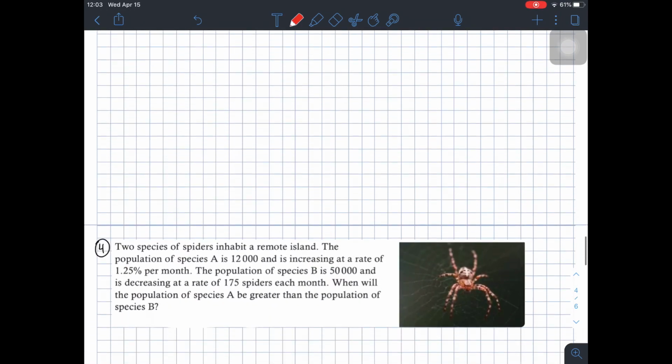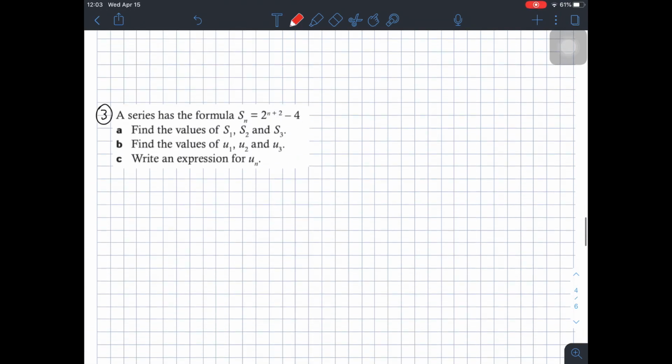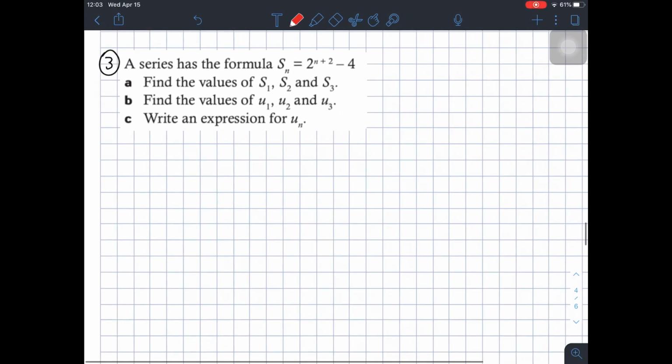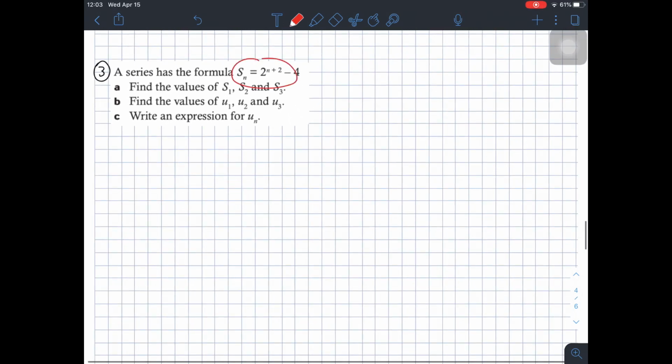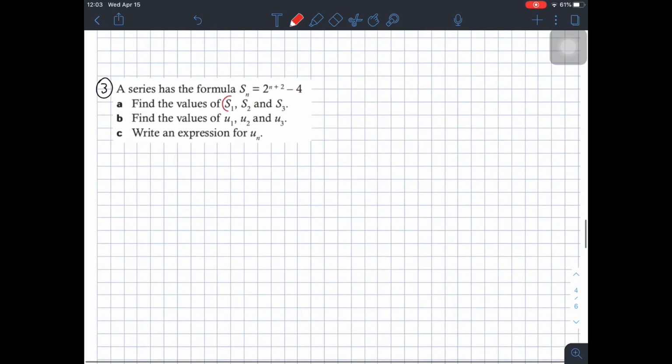Now let's see number 3. I think we have 2 more. Yes. It says a series has a formula, and we have the formula for the series. Find S1, S2, S3, and for part B, find U1, U2, and U3. I think we could do both together in this case. So this is the formula for the sum. Well, we are already given the formula, so we're going to use this formula.